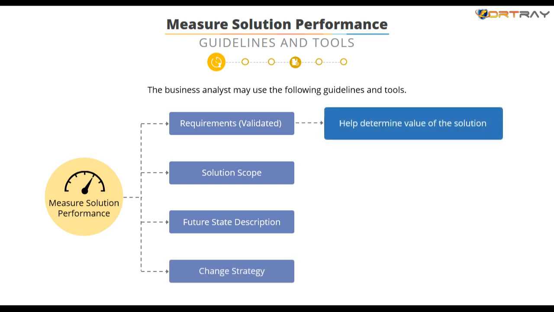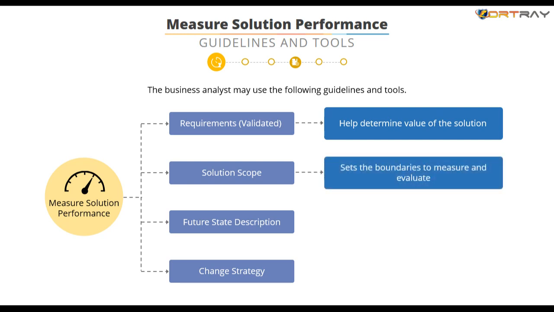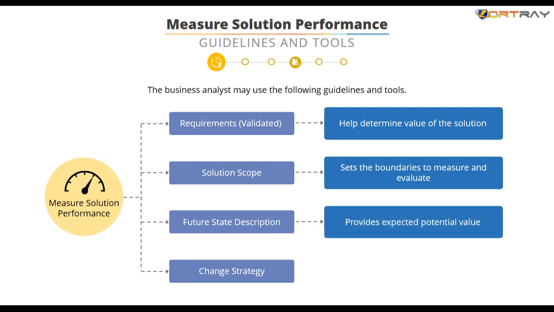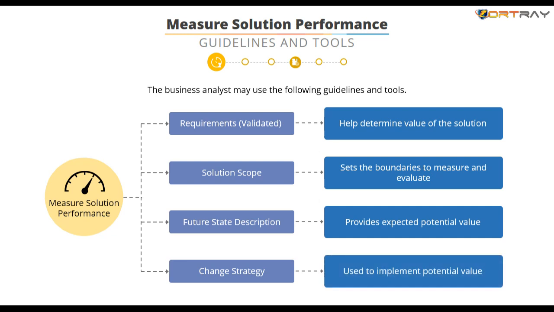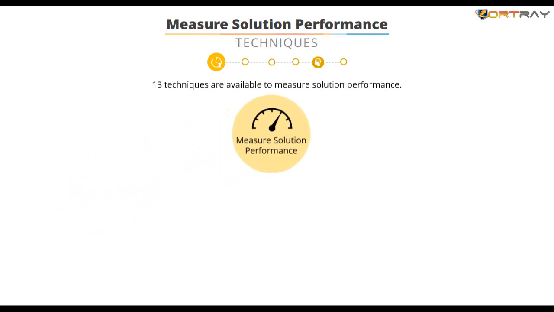Validated requirements are appraised to determine value. Solution scope sets the boundaries to measure and evaluate. Future state description provides expected potential value. Change strategy is used to implement potential value. 13 techniques are available to measure solution performance. Let's learn about the need for each of them.